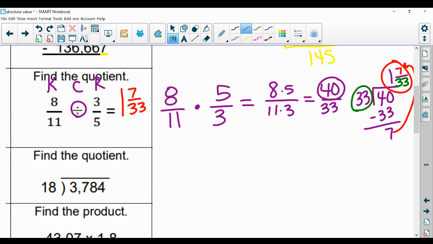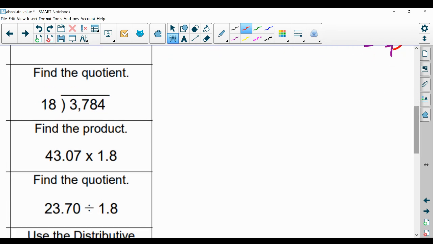The next problem that we have is a long division problem. So we've got 3,784. And you better be writing this on the back of your paper because if I'm writing it, you should be writing it. 18 will not go into 3.